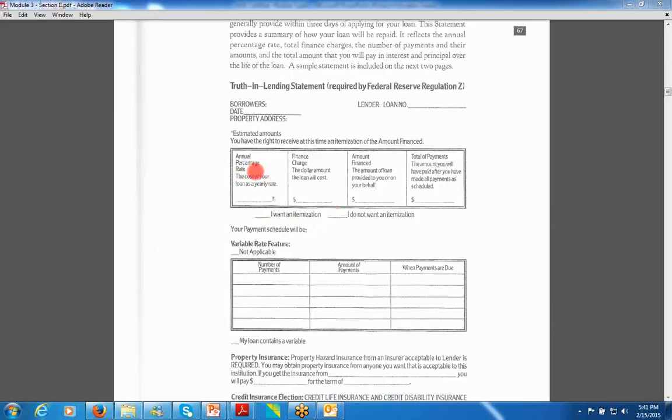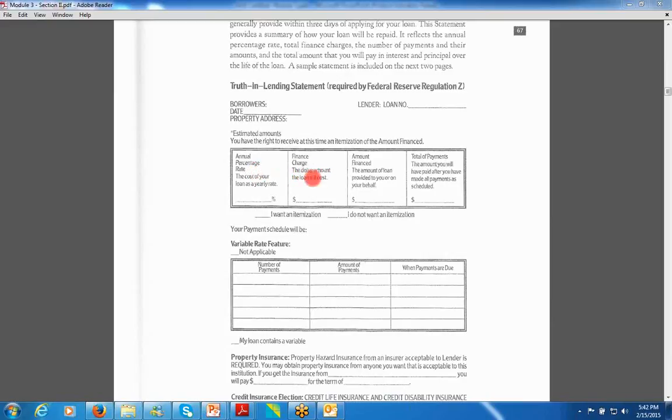Your APR, again, takes all of the fees that you're paying and treats them as if they're prepaid interest. And again, if your APR, annual percentage rate, is significantly higher than your interest rate, then that means you have quite a few fees being built in there, whether they've been brought to your attention or not.